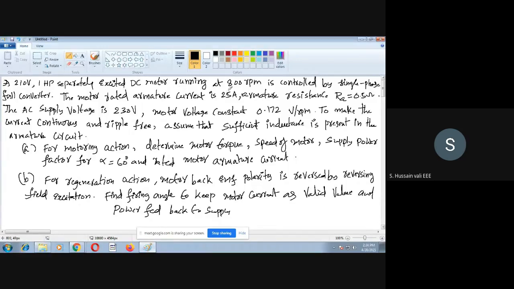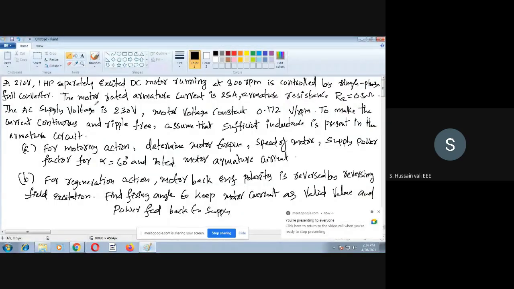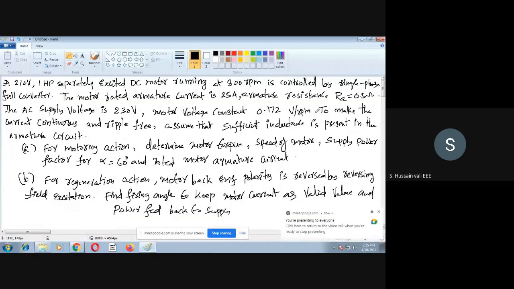A motor running at 800 rpm is controlled by a single phase full converter. The motor rated armature current is 25 amp, armature resistance is 0.5 ohm, the AC supply voltage is 230 volt, and motor voltage constant is 0.172 volt per rpm. To make the current continuous and ripple free, assume that sufficient inductance is present in the armature circuit. Okay, so you have two parts in this question.